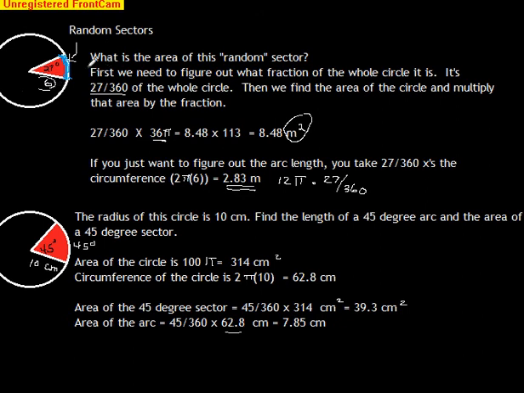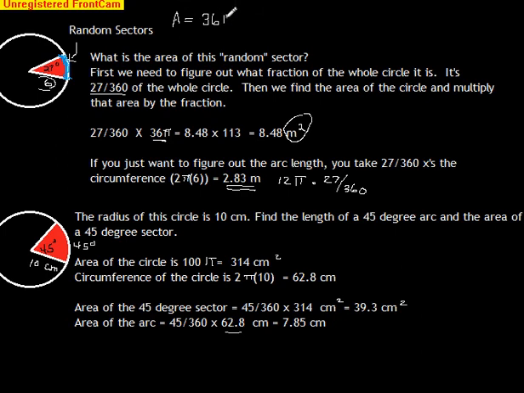So the question is, what is the area of this random sector? We want to find this red area. The first thing you're going to do when you're finding areas of a sector is find the area of the entire circle, and then find out what fractional part this little sector is. So the area of the circle is pi r squared. The radius is 6 here, so r squared would be 36 pi.